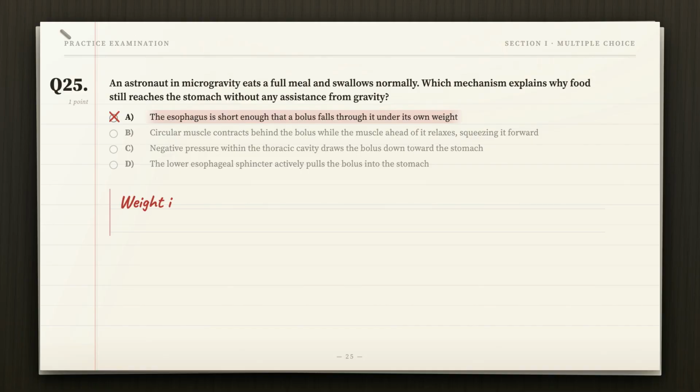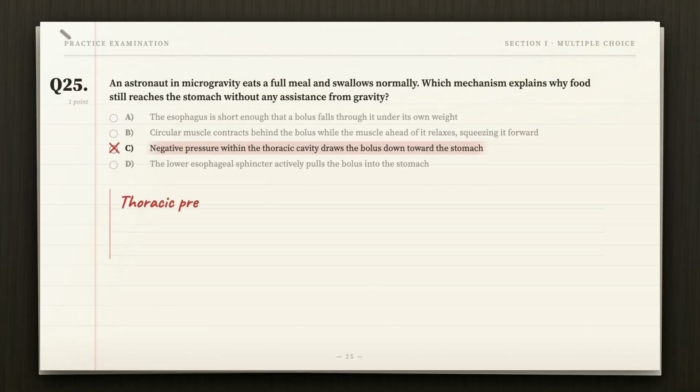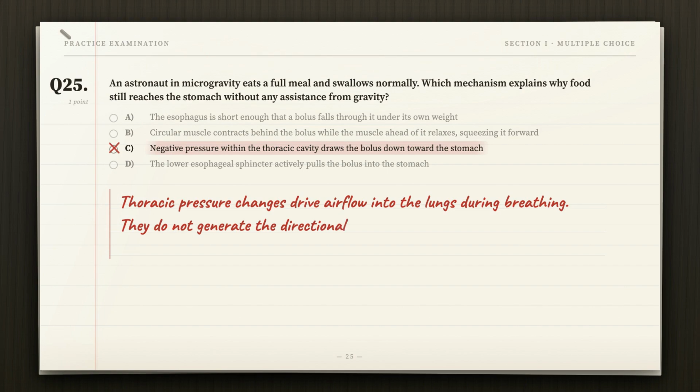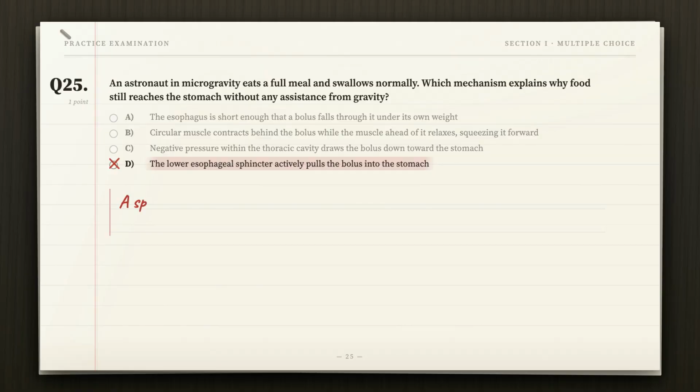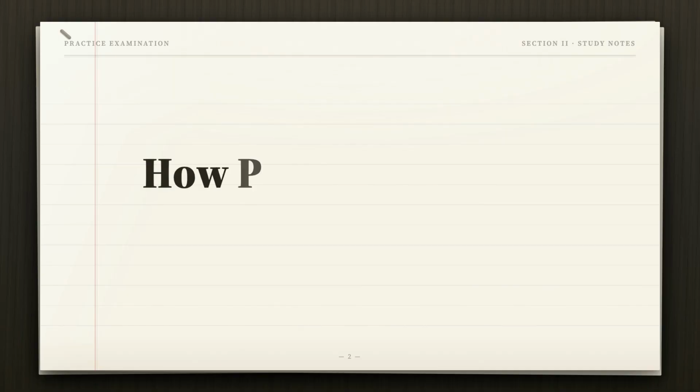A is wrong because weight is irrelevant in microgravity, and even on Earth swallowing works against gravity. The mechanism cannot depend on the bolus falling. C is wrong because thoracic pressure changes drive airflow into the lungs during breathing. They do not generate the directional force that moves a bolus through the esophagus. D is wrong because a sphincter is a ring of muscle that opens and closes a passage. It relaxes to admit the bolus but cannot generate pulling force along the tube.